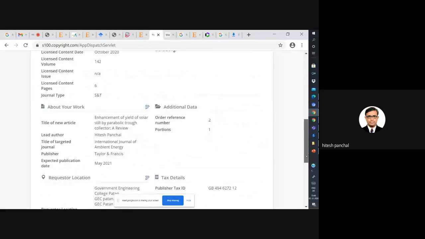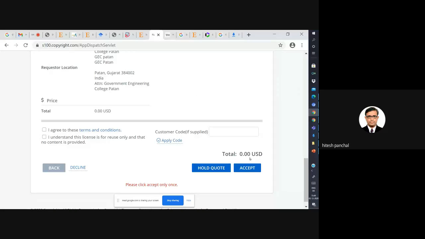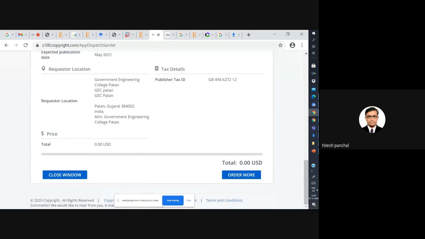Then you can see at last your money will be 0.00, and then you can click I agree to the terms and conditions, that you only use this figure in the Taylor and Francis journal only. All terms and conditions are here. If you accept, one email will come from the same site, and now you can reuse that figure.